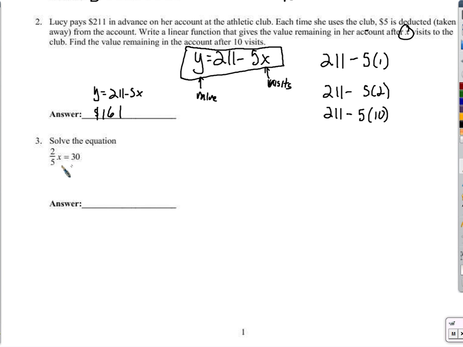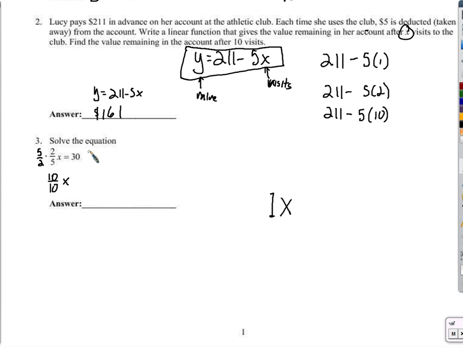If you're going to solve this equation, remember that to solve an equation is to get x by itself, right? A 1 times x is what it is. It's a 1 times an x. But we have 2/5 times x, not 1 times x. So how do we get a 1 times x? We can multiply this fraction by its own reciprocal, and we get 10 over 10 times x, and 10 over 10 is a 1.